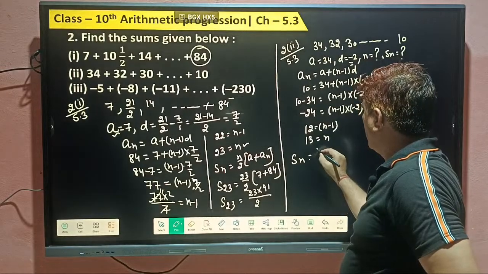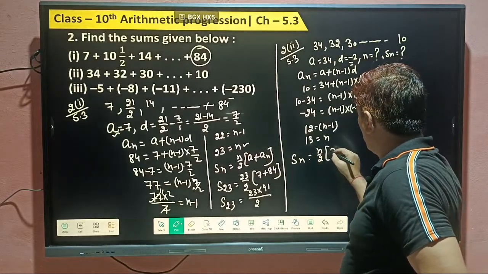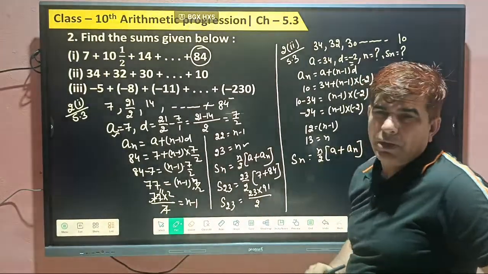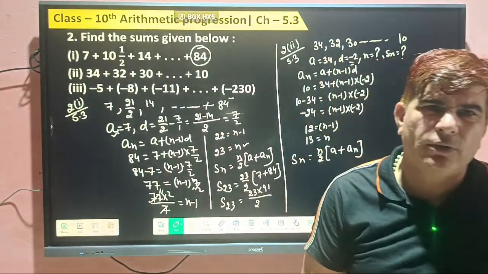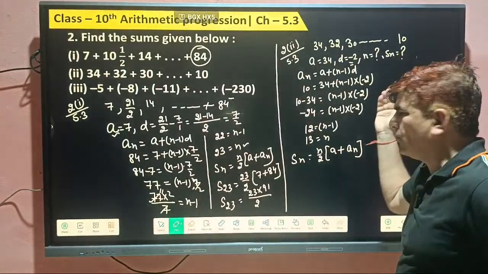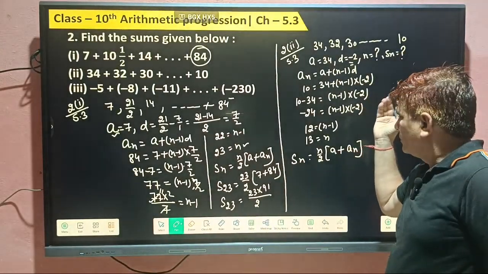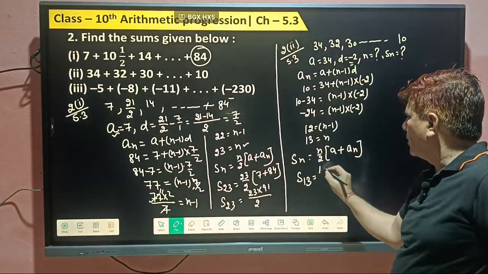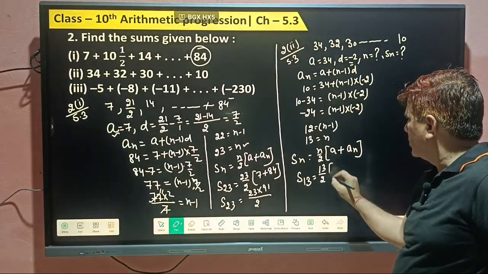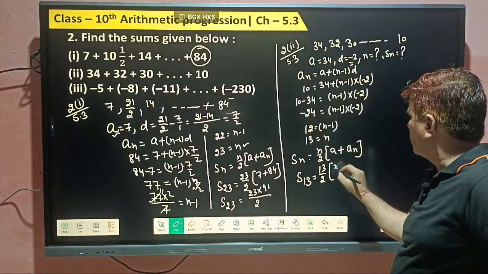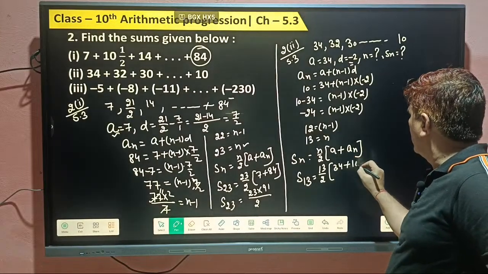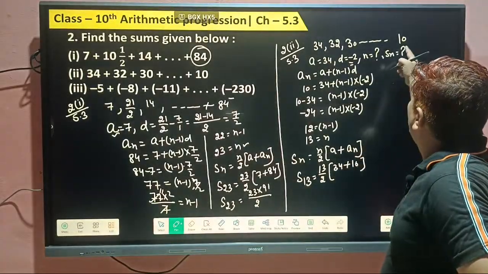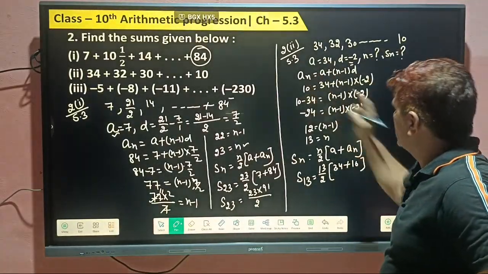Now what's your S_n? We know S_n equals n by 2 into (a plus a_n). Why apply this formula? Because the last term is given here, we can apply that formula also. So what do we have to find out? S13, that is 13 by 2. What's your a? 34. What's your d? 10. Denote a_n as 10. Here a_n is this 10.